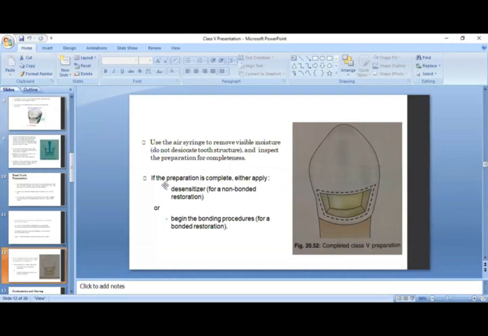After the preparation, a desensitizer is placed. What is the purpose of the desensitizer, or the purpose of bonding? Desensitizer means that we need to place the desensitizer in the cavity.